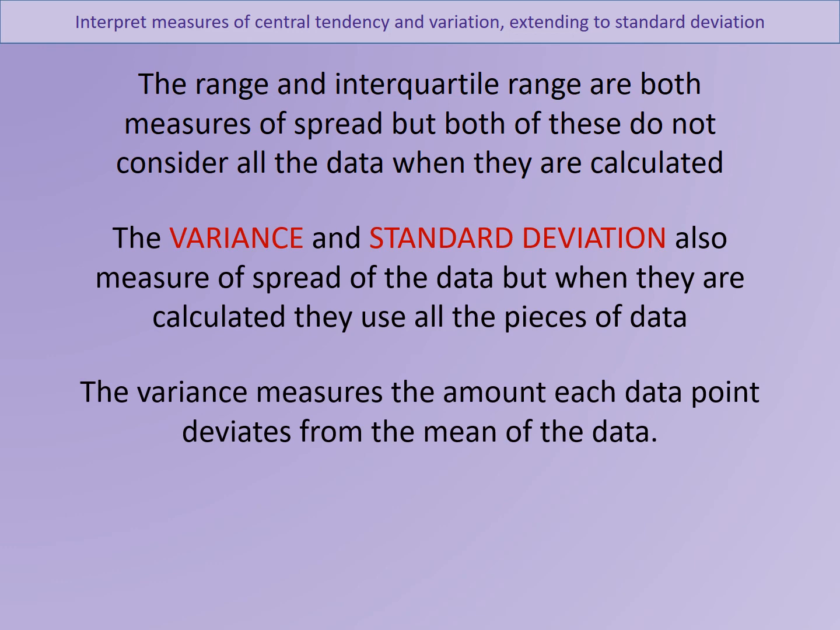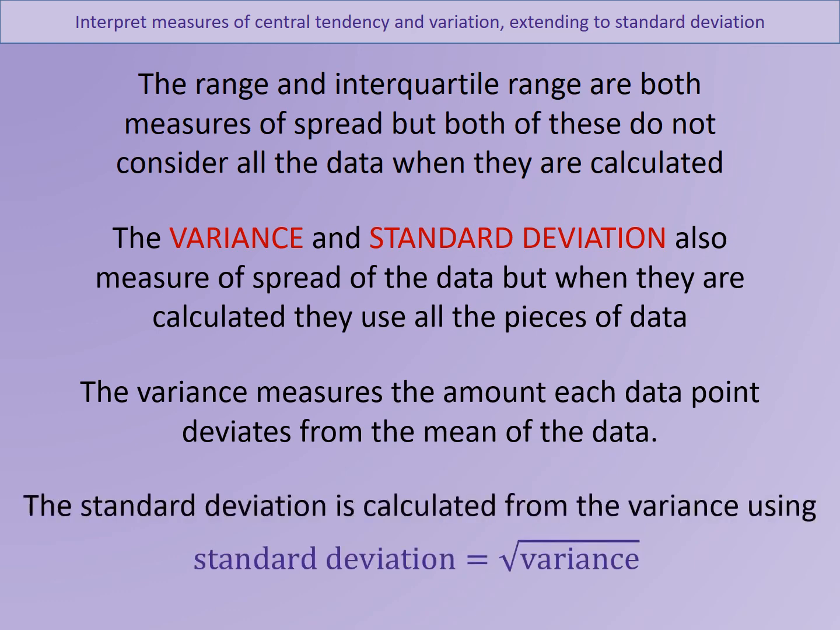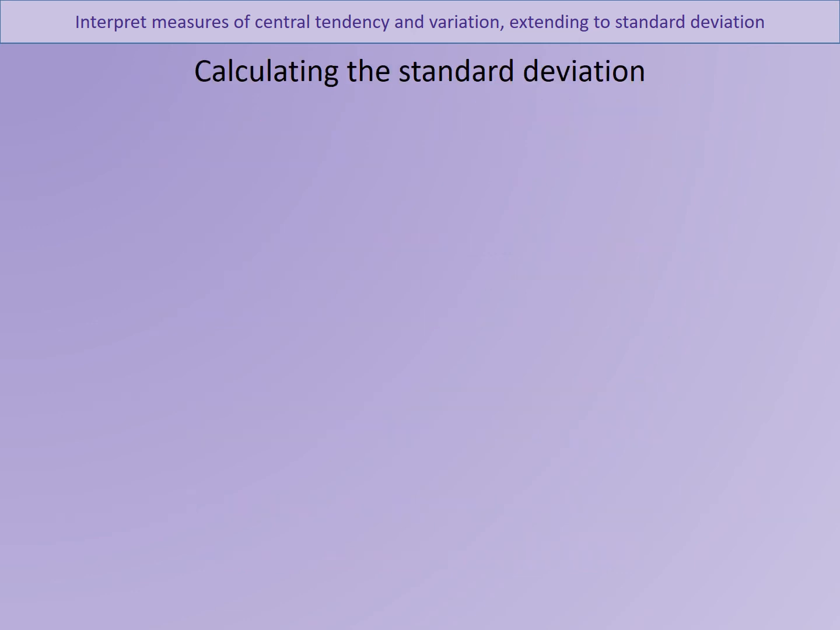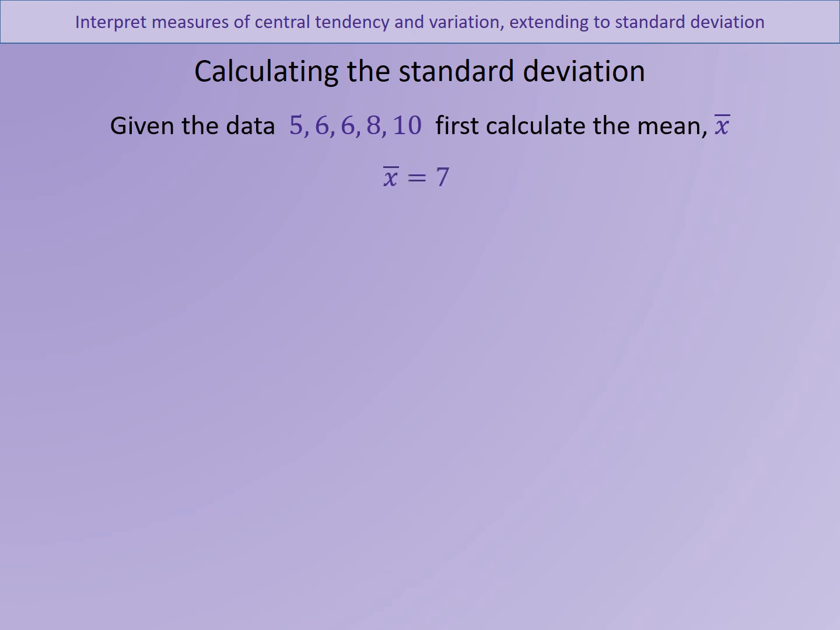The variance will measure the amount that each single data point is away from the mean, so how far it deviates. And the standard deviation is equal to the square root of the variance. So we're going to have a look at how to calculate the standard deviation. Here is a set of data, and the first step is to calculate the mean. So the mean here is 7, this is x bar.